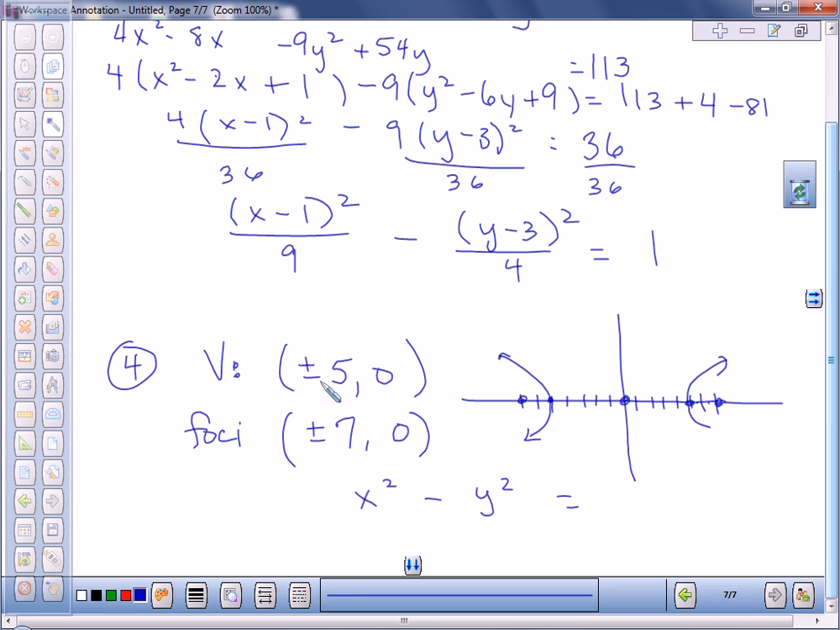Now, the distance from the center to the vertex is 5. So what goes under the x? 25. Now, we just have to figure out the y. Well, we know that c squared equals a squared plus b squared. And we know what c is. c is the distance from the center to the focus. So 49 is equal to 25 plus what? b squared. b squared is 24.